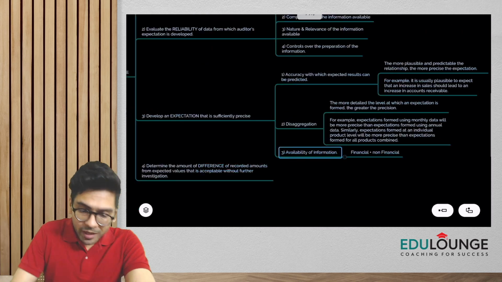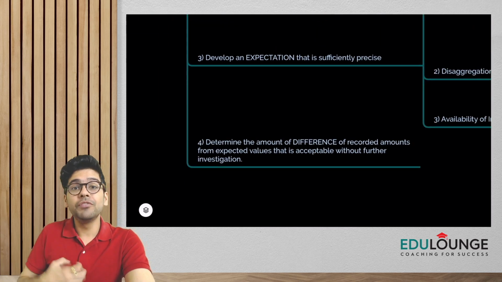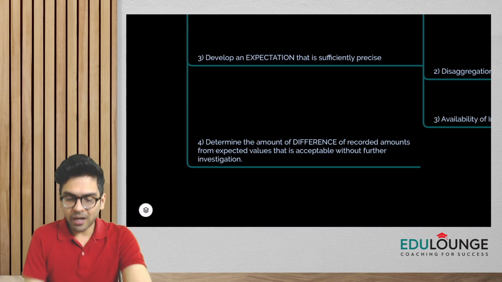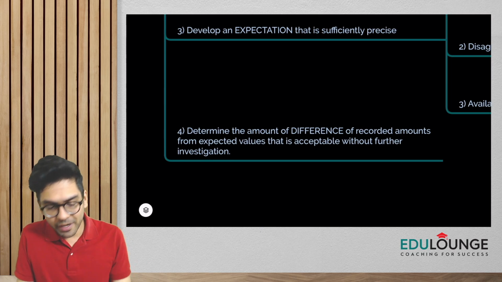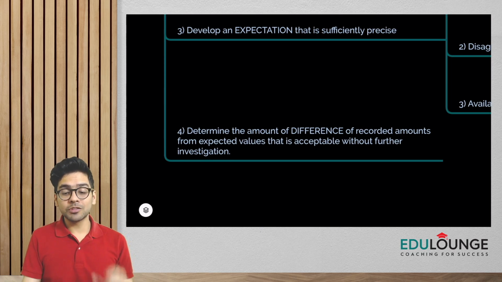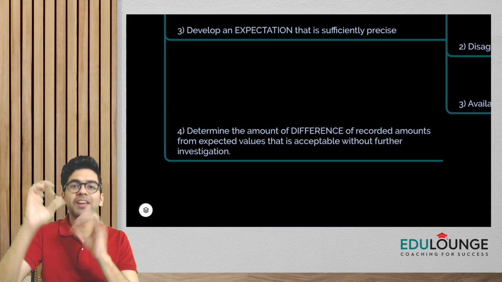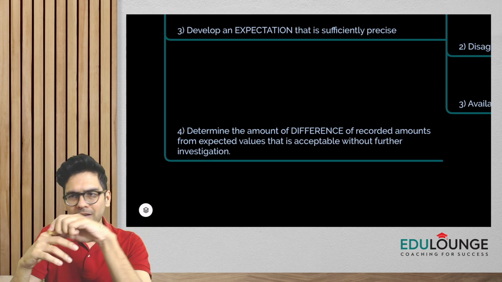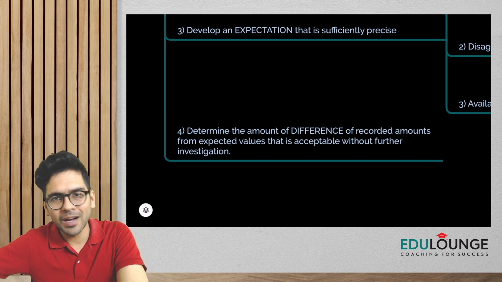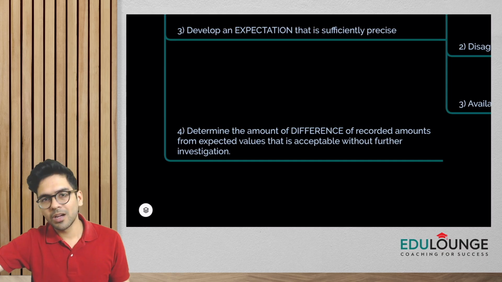Okay. And once this is done, guys, we are going to determine the amount of difference of recorded amounts. Recorded is the actual. Okay, so determine the amount of difference of recorded amounts from the expected values that is acceptable without further investigation. So basically you have to define your tolerable range here. Okay, so if it falls within your tolerable range, you would not want to go for further investigation, but if it is way beyond your tolerable range, you would want to go for your further investigation.